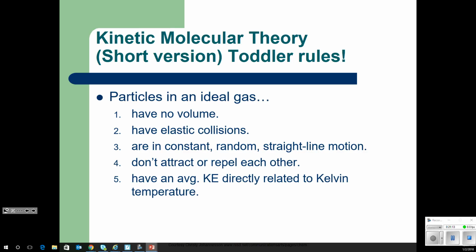So this is how I remember it. These are the 5 toddler rules. Okay, toddler, ideal gas, 5 rules. This is how I remember it. I had to make it in my head because that other stuff, that postulate stuff, before it didn't make sense. Okay, you got the 5 rules?